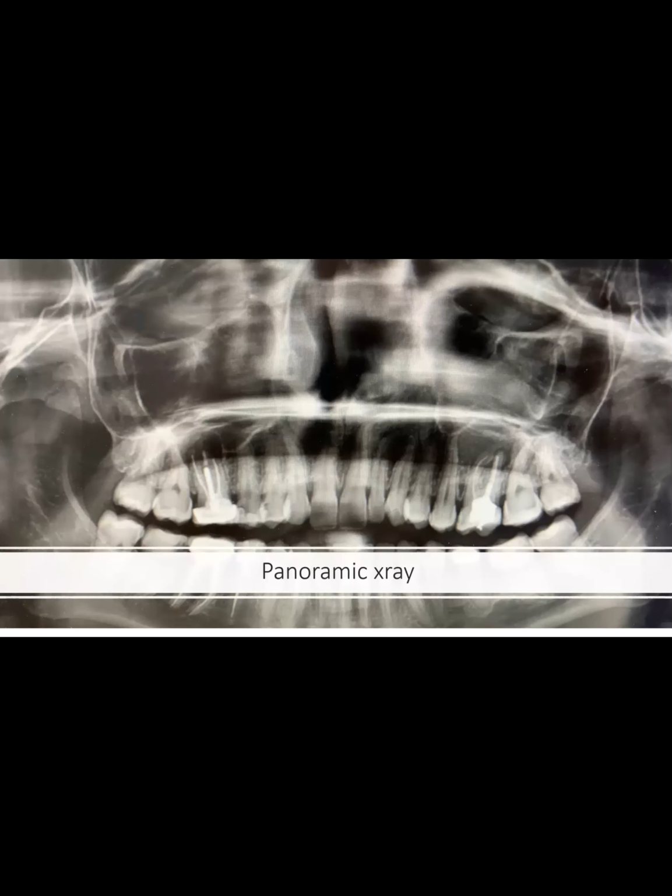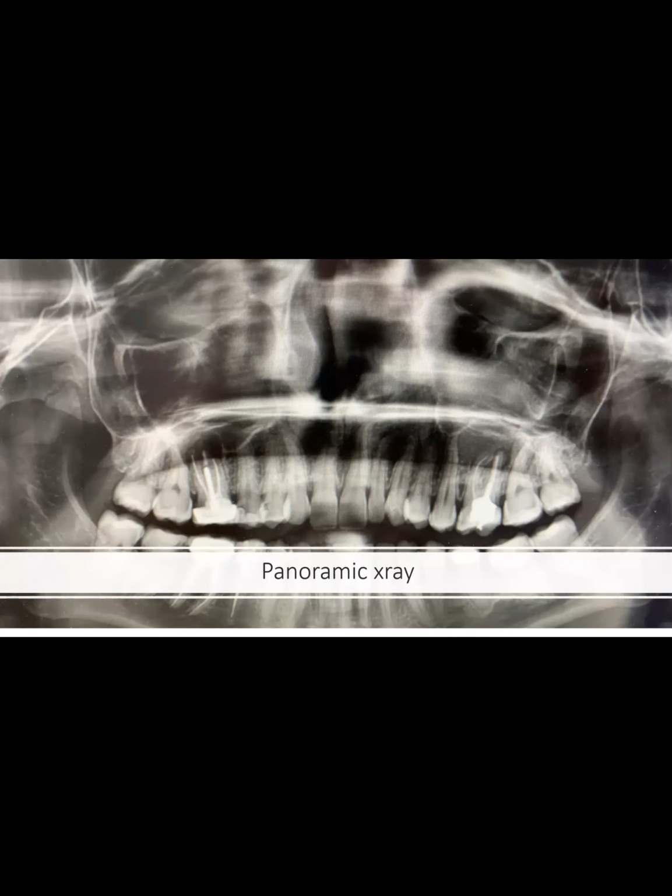And here's the pan. Okay, you could see the one on the 1.6. You could clearly see borders right now. It's corticated, and also the one on the 2.6, it's really round and well defined. Okay, wonderful.